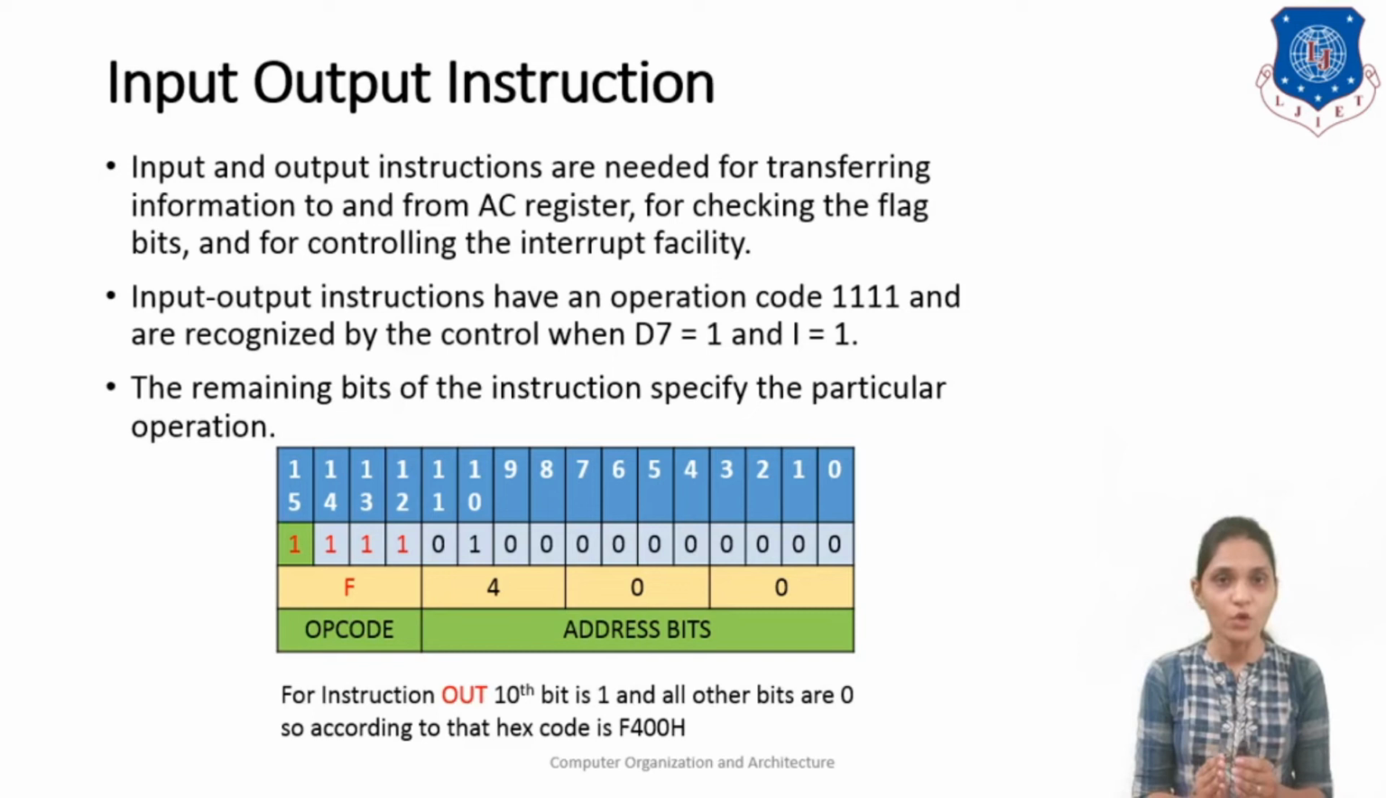for your OUT instruction. For your input instruction, INP instruction, the 11th bit is 1, so your condition will be like D7 is 1, I is 1 and P11 bit is 1. Okay, that we have already seen for the register reference instruction. That same task will be performed over here in this IOP instruction, or you can say input output instruction.